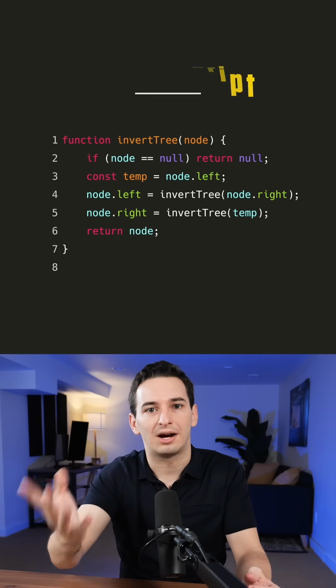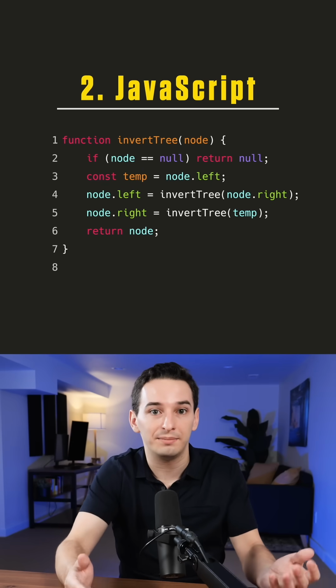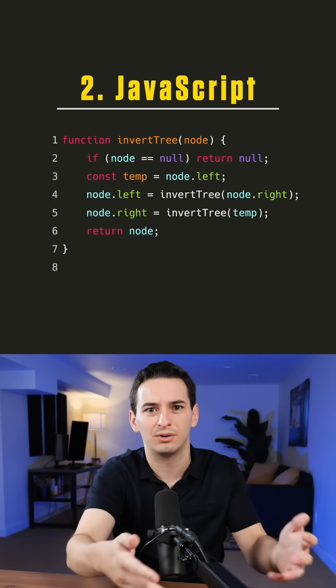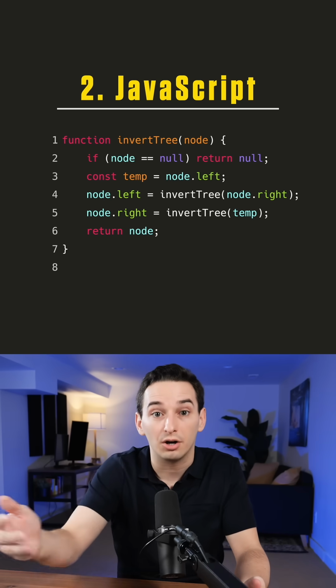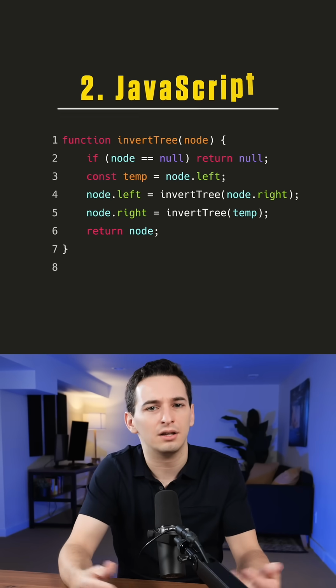Number 2 is JavaScript. So JavaScript is the main language of the front end of the internet. For one, because the syntax is fairly simple and there's lots of documentation on it, but also because of the fact that when you work on the front end, things are inherently a little bit more visual.